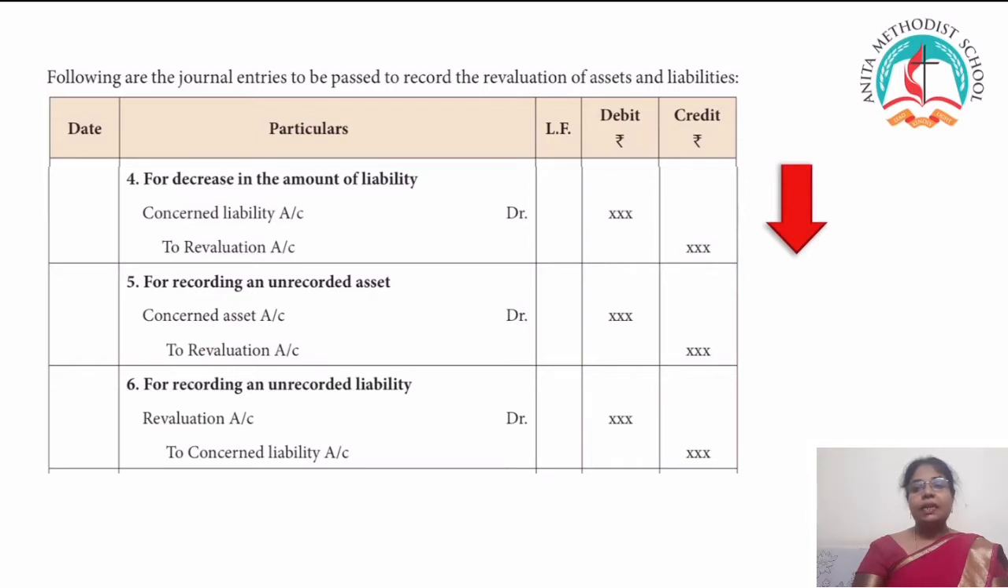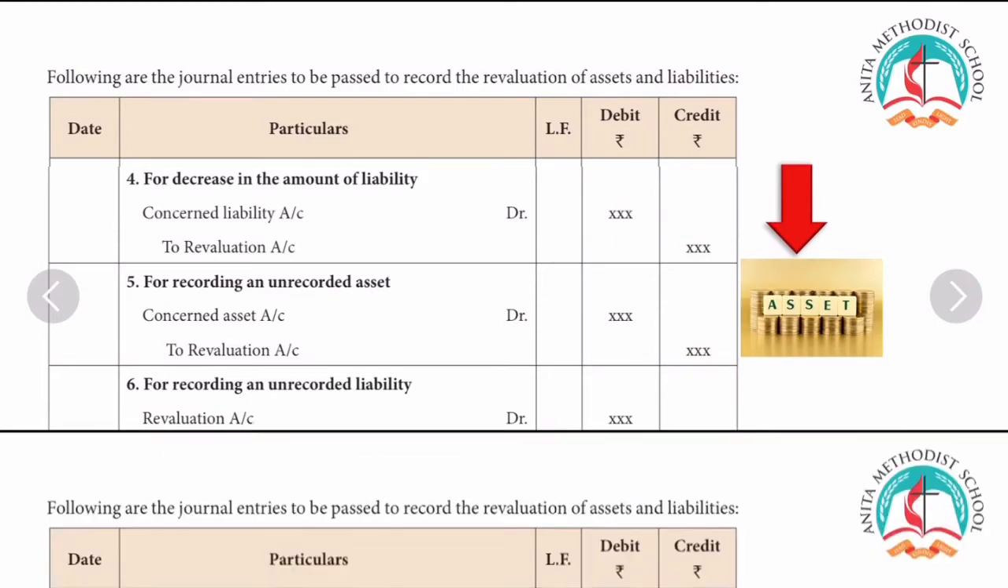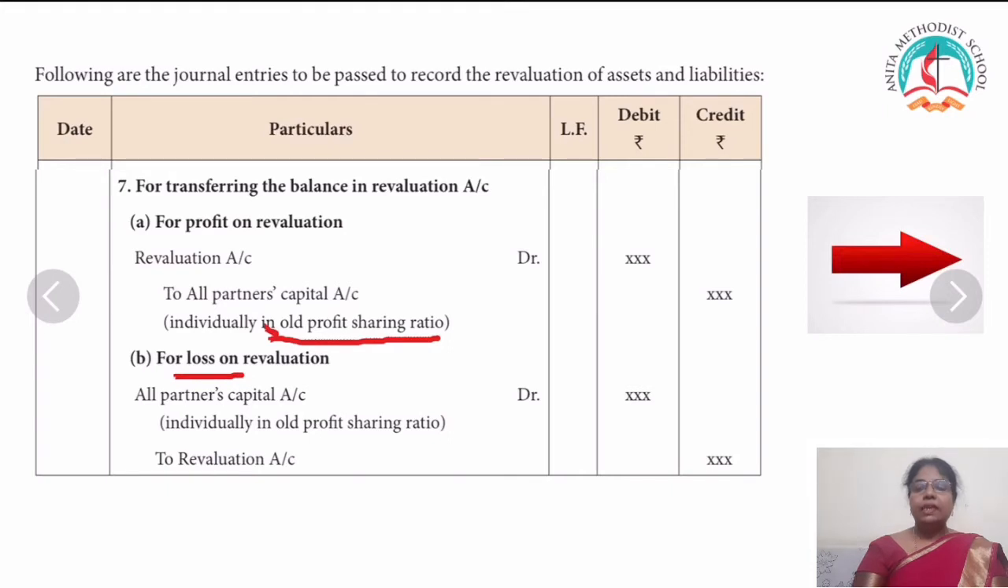And if there is any unrecorded asset, that concerned asset account debit to revaluation account. And if any unrecorded liability, revaluation account debit to that liability account. Then for transferring the balance in the revaluation account, if there is a profit in the revaluation account, it should be transferred to all partners in the old profit sharing ratio. And if there is any loss in the revaluation account, that also should be transferred to all the partners in the old profit sharing ratio.